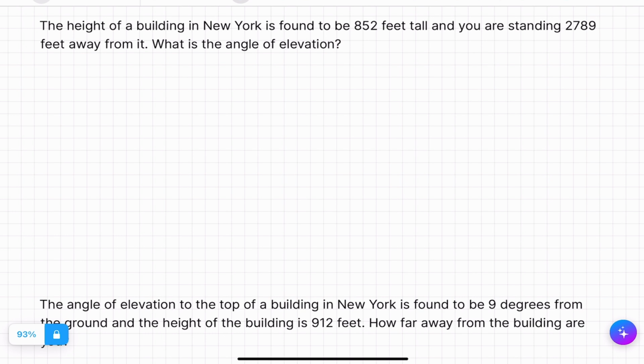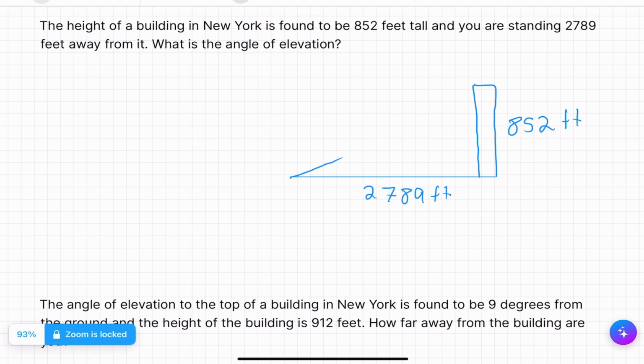All right, in this case, we're going to draw a picture again. That's our first step for problems like these. So let's draw our building. We know that it's 852 feet tall. We are standing 2,789 feet away. And we're trying to find our angle of elevation, which is this theta here.